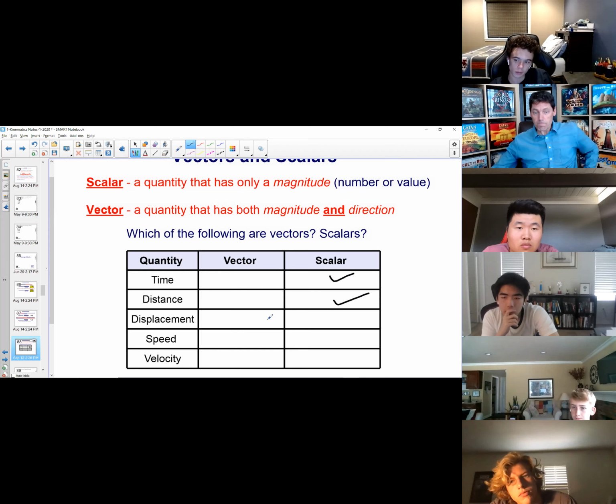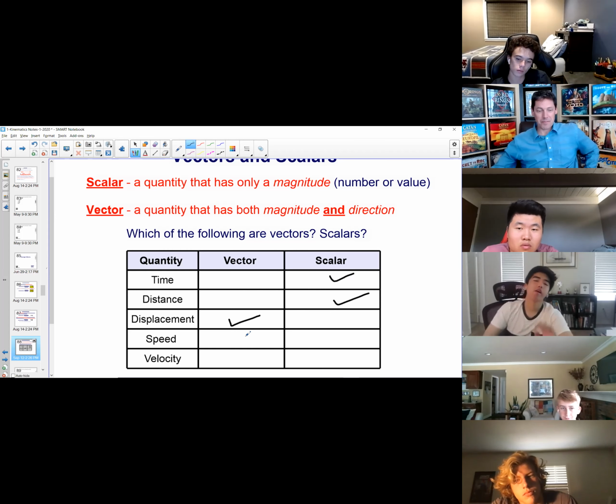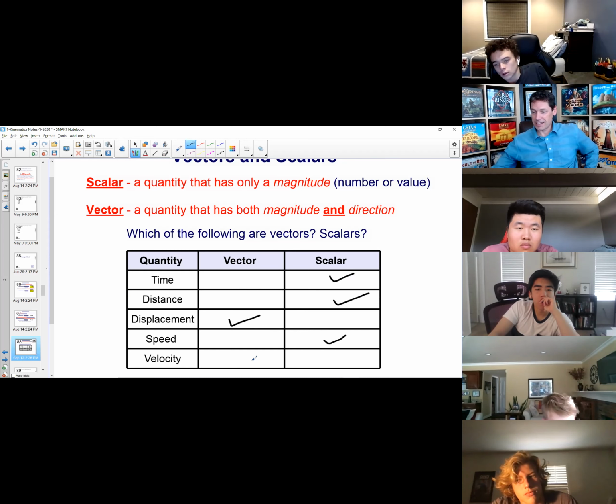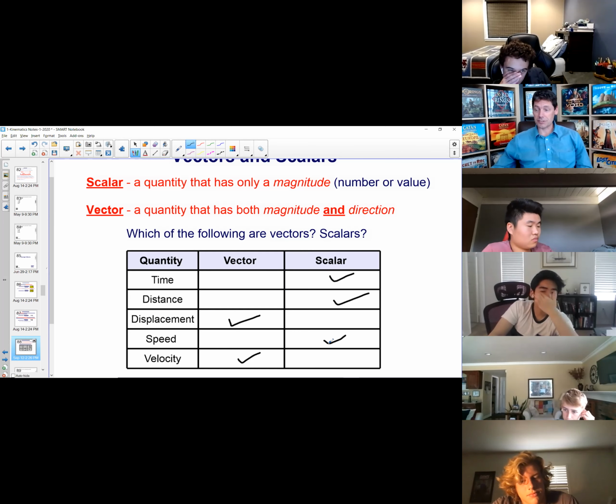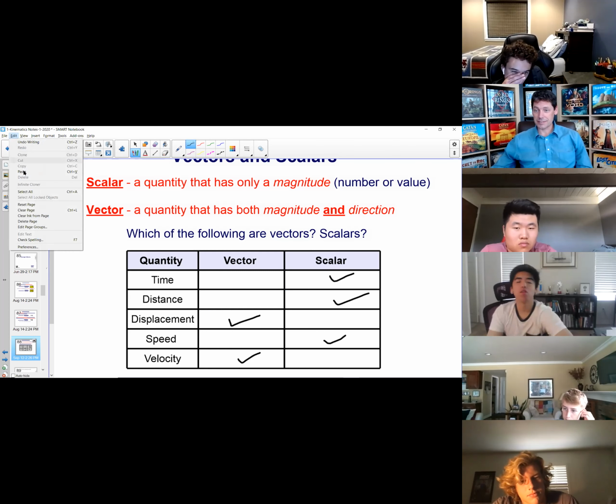Vector. Sorry? I heard something that was super quiet. Vector, there we go. I couldn't tell who it was. Speed? Scalar. And velocity? Vector. So of the things we're studying right now in Unit 1, displacement and velocity are the only vectors. They are the only values that should ever be negative, right? They're the only ones that have an ability to be both positive and negative based on their direction. Time, distance, and speed are all scalars, so they will always be positive values.